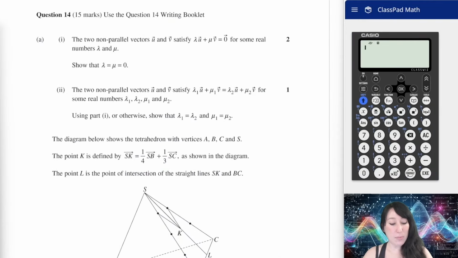Question 14a, Part 1. The two non-parallel vectors, u and v, satisfy lambda times u plus mu times v is equal to the zero vector for some real numbers lambda and mu. Show that mu is equal to lambda is equal to 0.